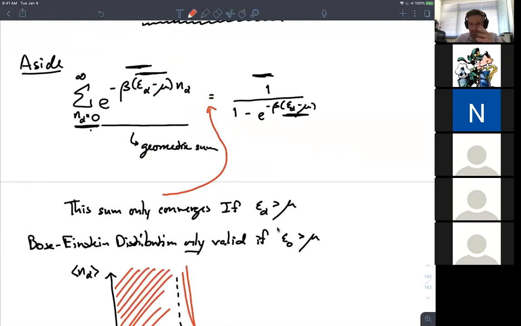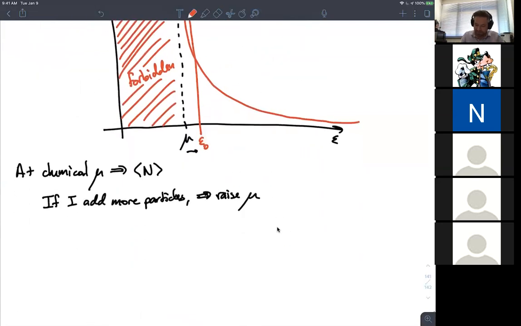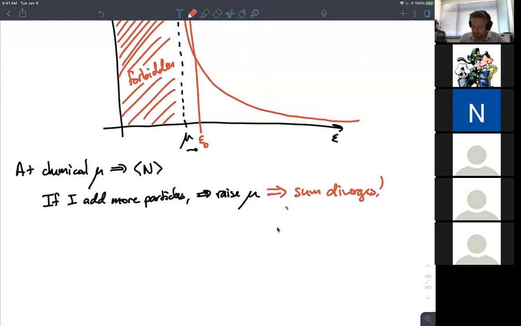Okay, so you increase the number of particles, that is the density. You increase the density, and at some point your sum goes completely nuts. It diverges. Okay, so you raise mu, and what happens is the sum diverges. This is Bose-Einstein condensation. So when the sum diverges, that is Bose-Einstein condensation.